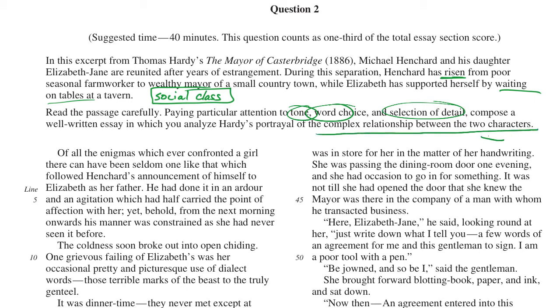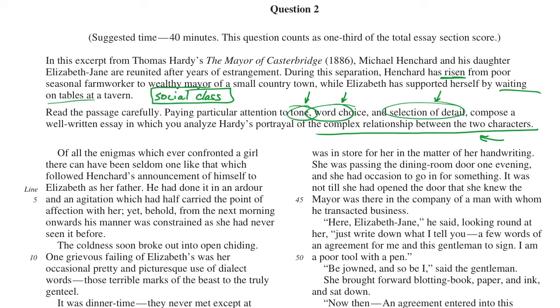So I'm focusing on the relationship, and they are pointing out that tone, word choice, and specific detail will inform this complex relationship. Now, that doesn't mean I can't use other techniques or I can't focus on other techniques if I notice them, but they're saying that these are in there for you.